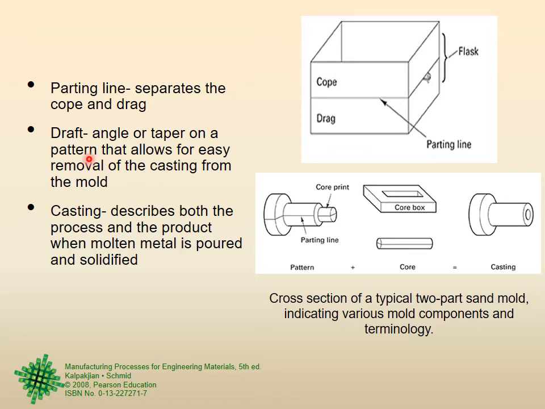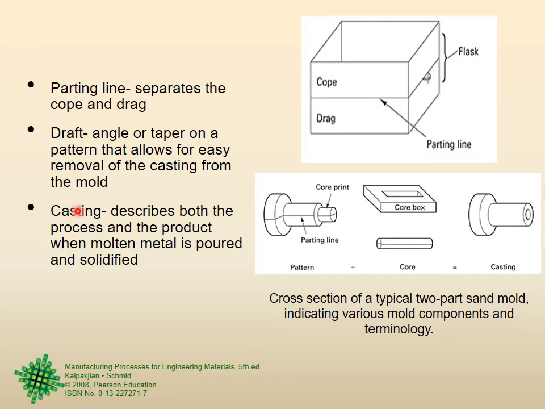You see, the pattern will be put inside the sand mold and sand will be packed all around it. But later on you have to remove this pattern so that the mold cavity is formed. So on the pattern walls, you leave a small incline angle. You don't keep it exactly 90 degrees. You keep a small incline of an angle, and that angle you call draft. That is there so that it can be easily taken out of the sand without breaking or damaging any of the mold. And casting is the casting, right?